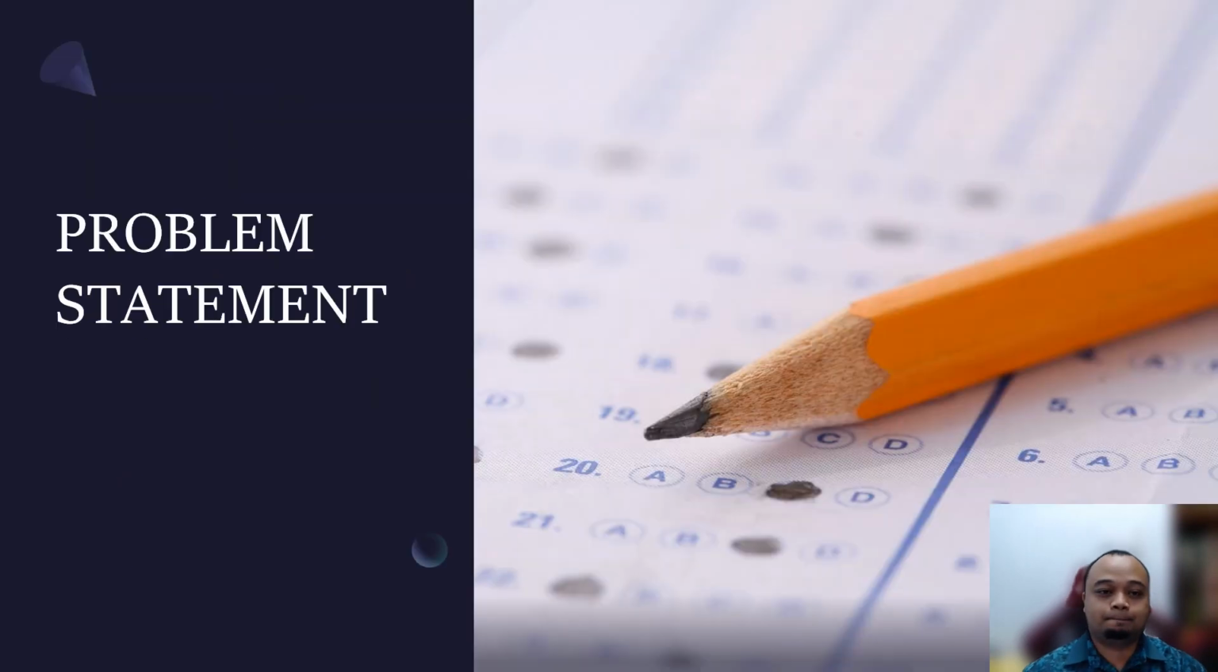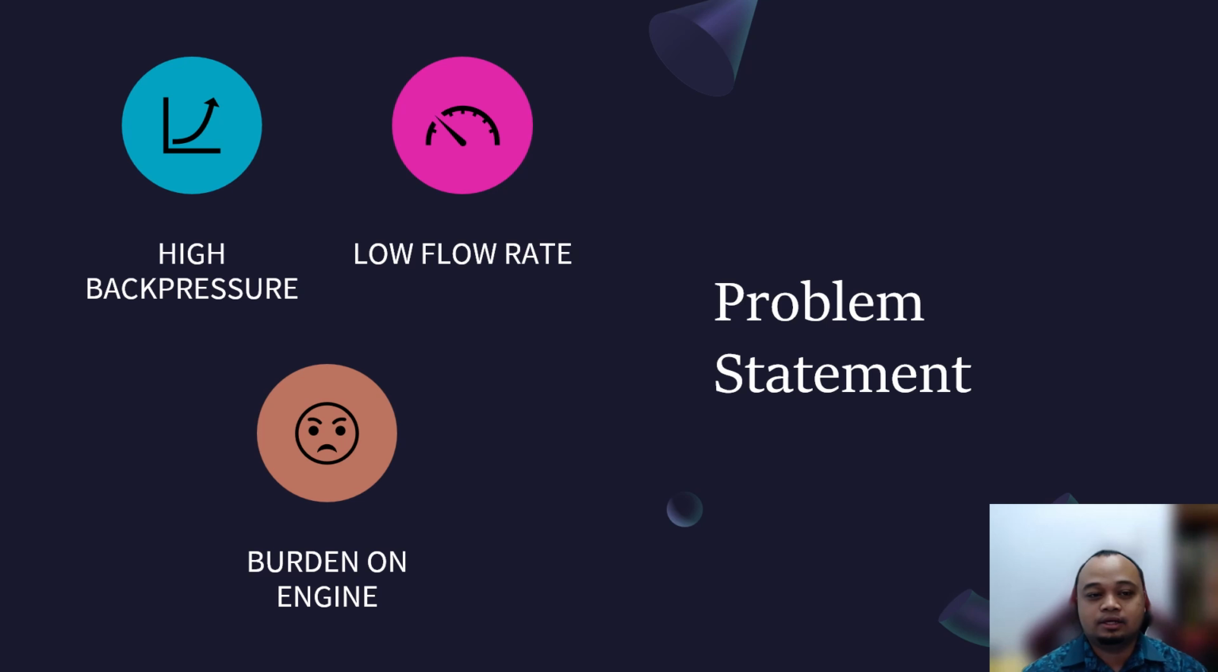So let's begin. First I will go through the problem statement in this study. In this study there are three main problems that need to be addressed. The first one is high back pressure in the exhaust muffler. This problem occurs in the current design itself, where it creates high back pressure in some parts of the muffler.